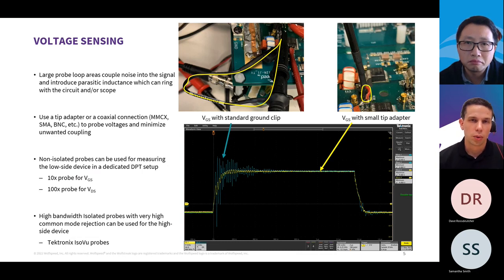So similarly, when you're probing the drain voltage during a double pulse test, you have the same considerations there. You need to be cognizant of the probes that you're using, the parasitics that you're introducing in the circuit, and any pickup that you might be getting from those as well.